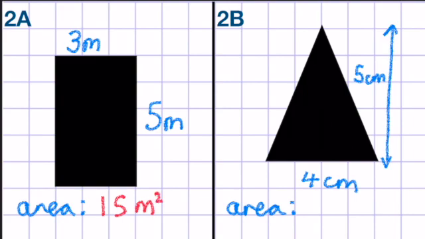To find the area of a triangle, you have to do the base times the height. So that's 4 times 5, which is 20, but then you have to divide by 2, remember. So 20 divided by 2 is 10 centimetres squared.